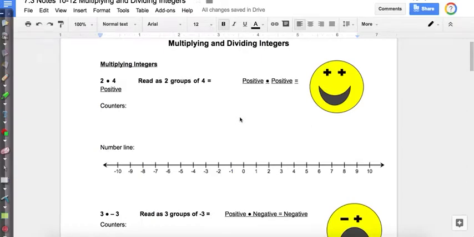Welcome to my video on multiplying and dividing integers. So today we're going to learn the rules for multiplying and dividing integers.